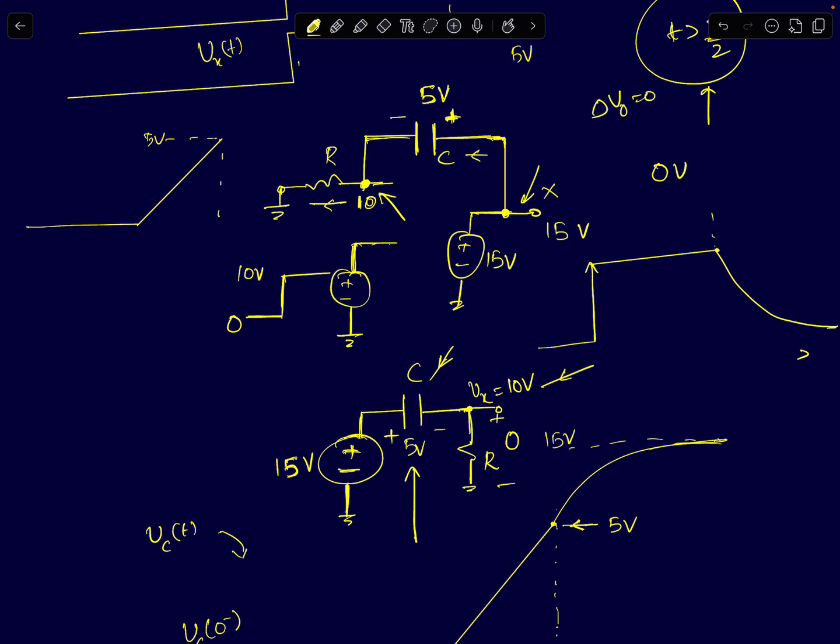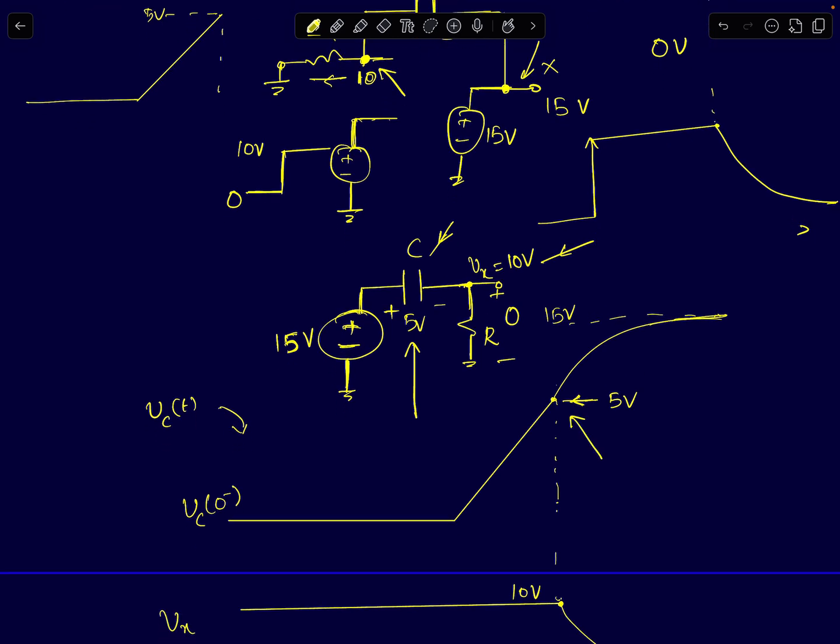The capacitor voltage was at 5 volts. In the steady state, when Vx becomes 0, the entire 15 volts will drop across the cap. So the cap's voltage will start increasing. It will accumulate more and more charge. That will be a first order charging with the time constant tau given by RC, and the steady state value it will reach is 15 volts.